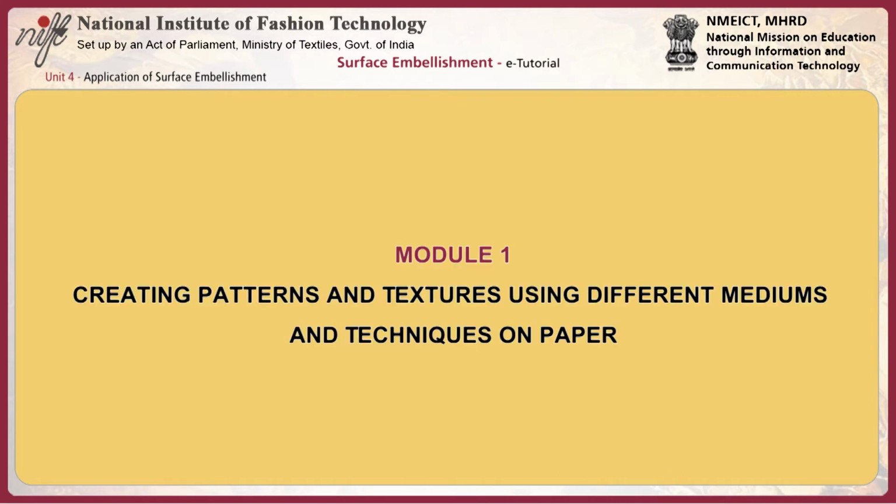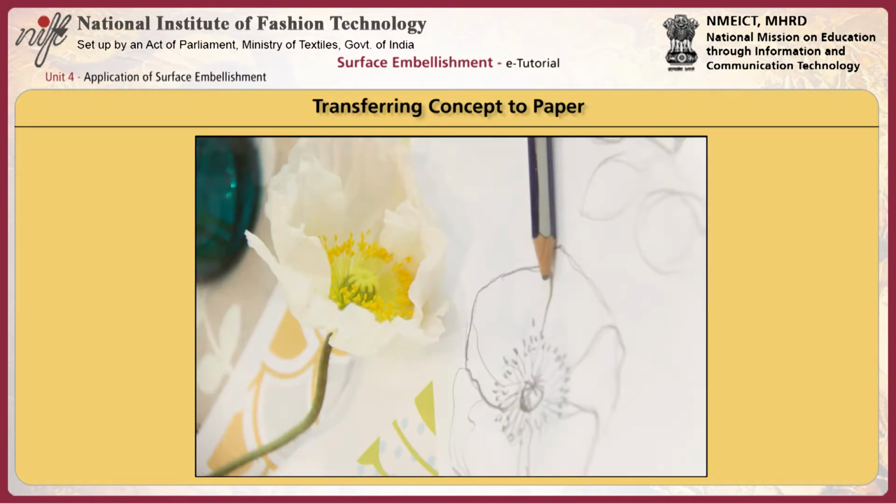This module explains how to create patterns and textures using different mediums and techniques on paper. Once concepts are created in mind from the source of inspiration, the concepts are to be transferred on the paper. The concept starts taking a form at this stage. The idea on the method to be adopted or design is to be rendered on paper to depict the final look of the fabric embellishment.